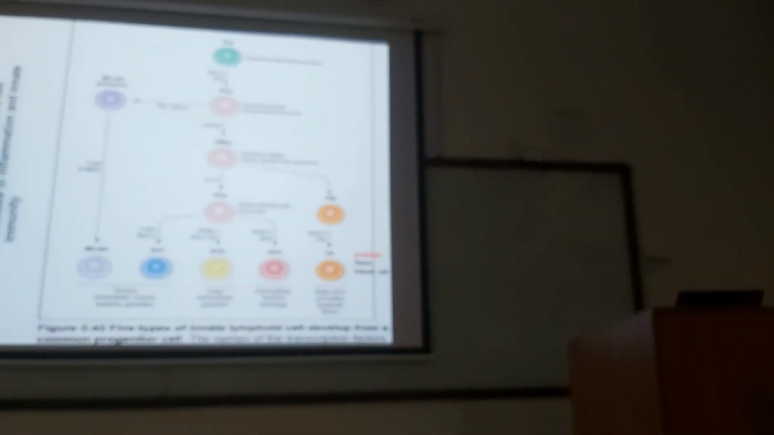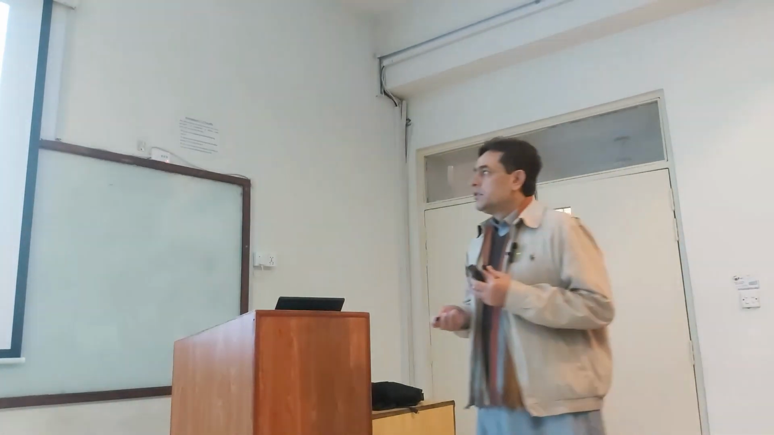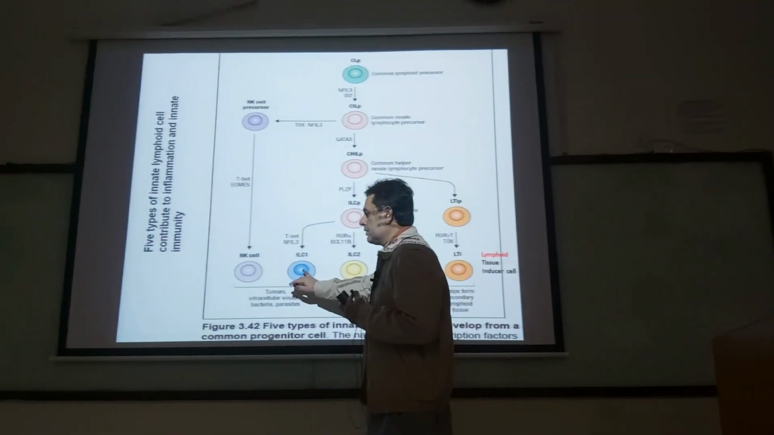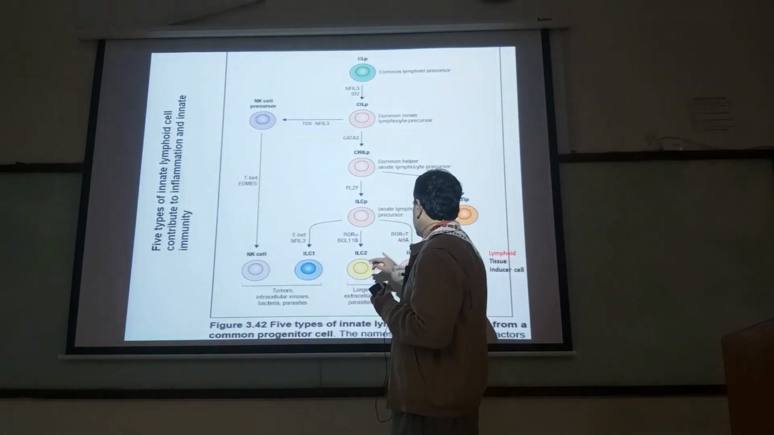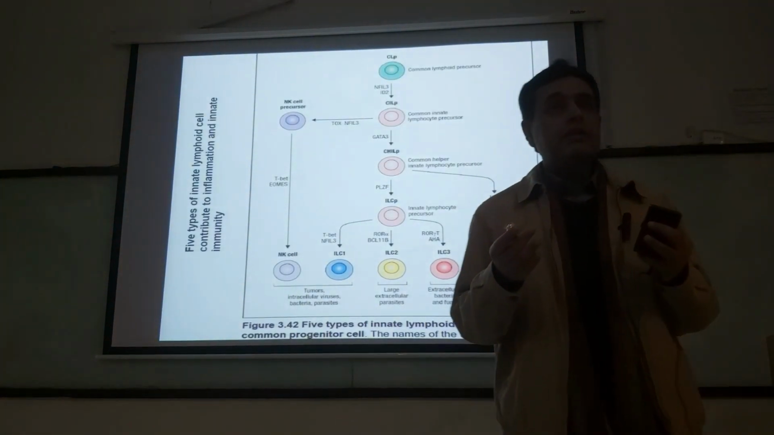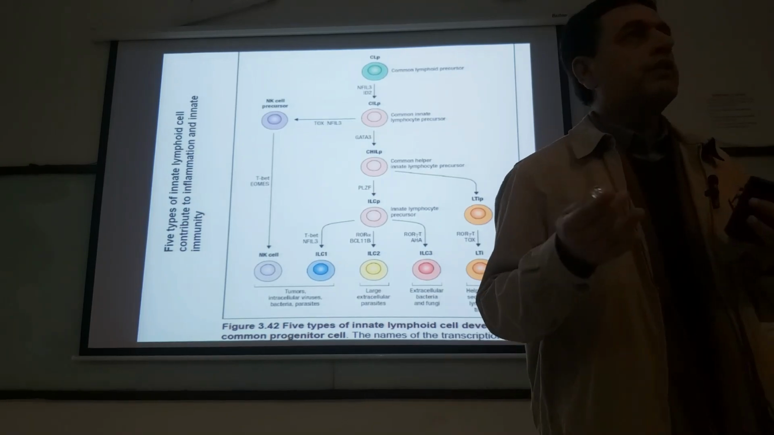You know? Have you heard about these innate lymphoid cells before? No. Okay. So these innate lymphoid cells, 1, 2, and 3. These are lymphoid cells. Lymphoid means these are just like lymphocytes. You know? Do you know what kind of lymphocytes are there in the blood?